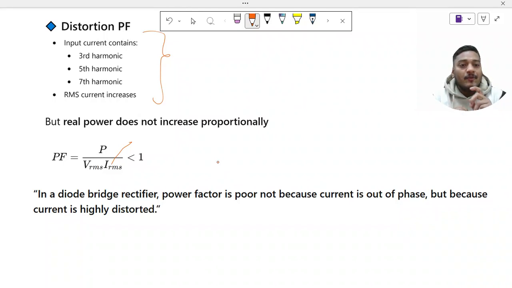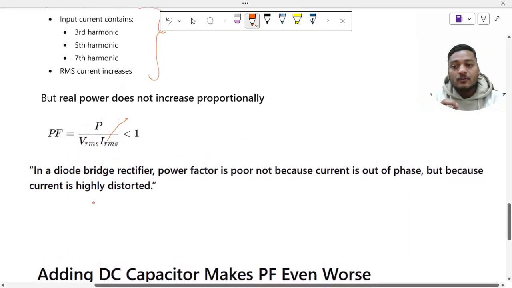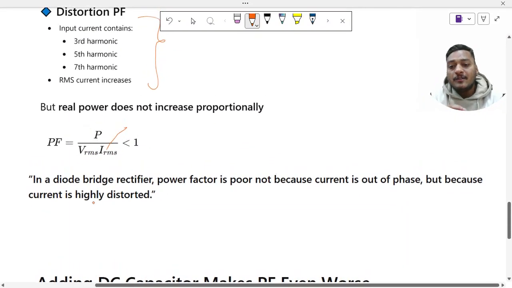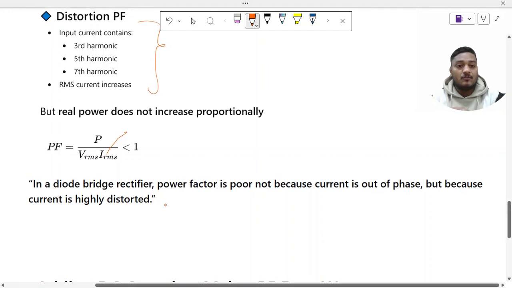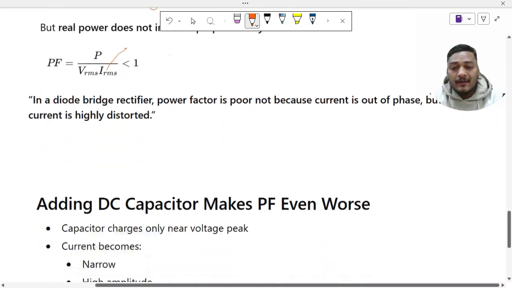Another thing is, when the pulsating nature is there and we are connecting the source to the grid, the third harmonic, fifth harmonic, and seventh harmonic are injected into the system, and because of this the overall current magnitude may increase and the overall power factor gets poorer. So in a diode bridge rectifier, power factor is poor not because the current is out of phase, but because the current is highly distorted. Okay, so because of the high distortion in the current, my power factor gets poorer.